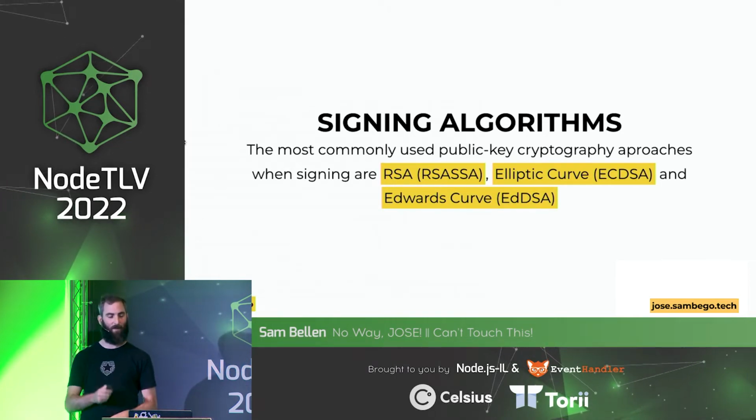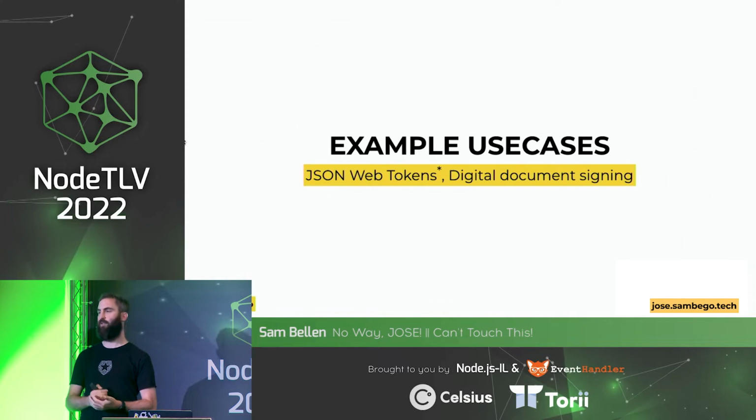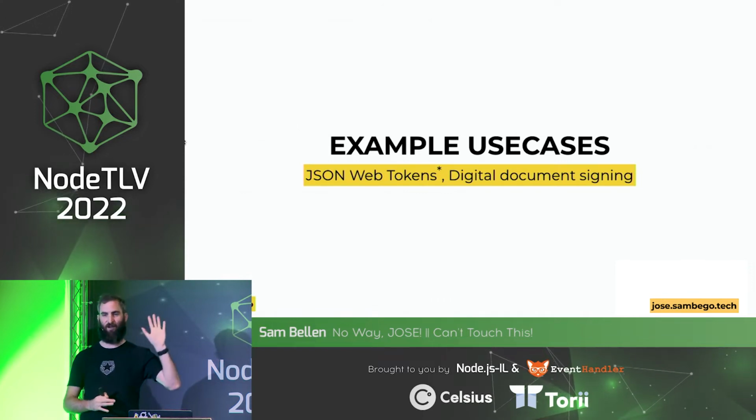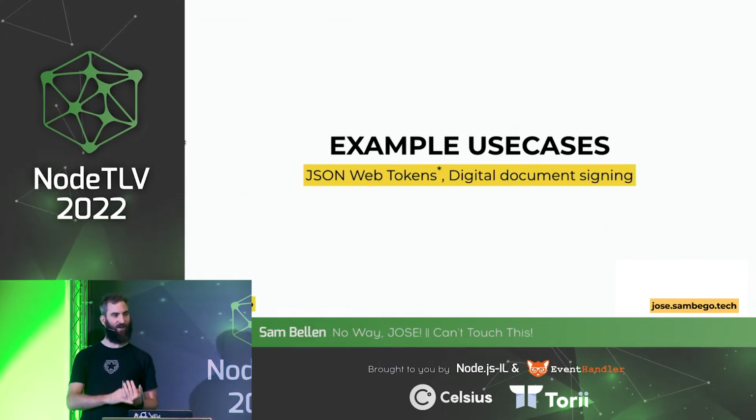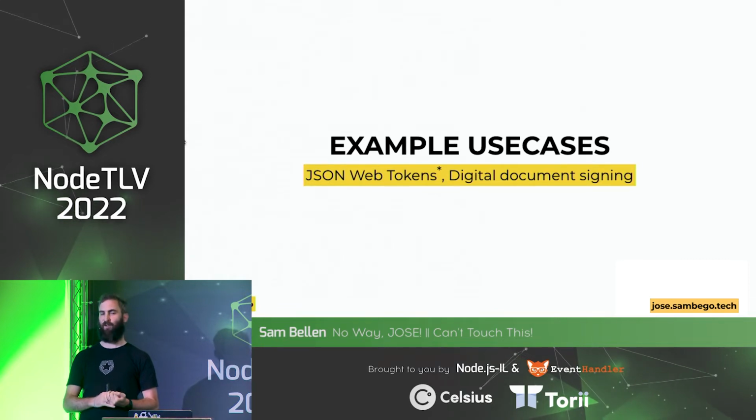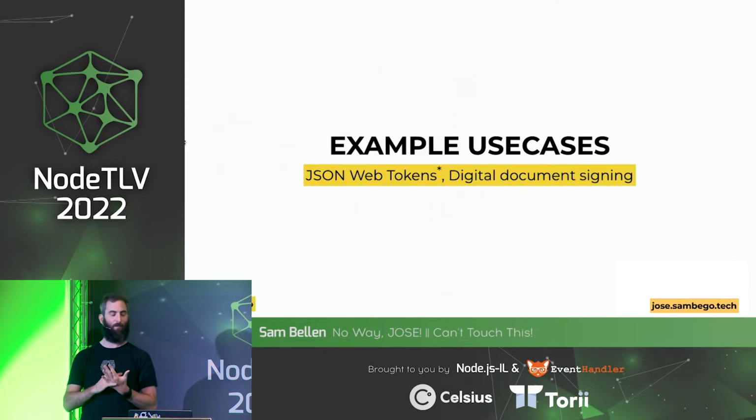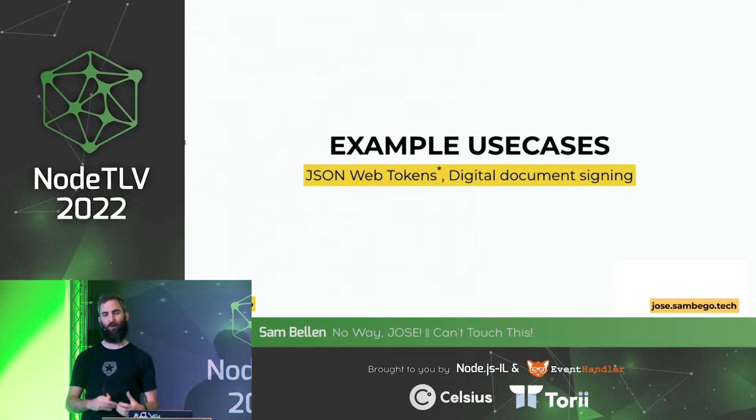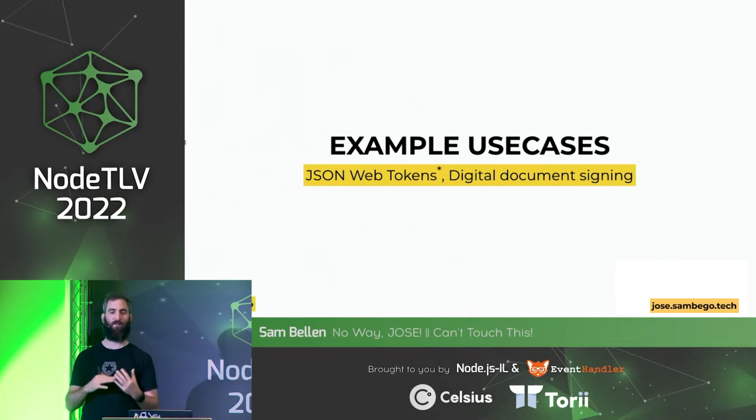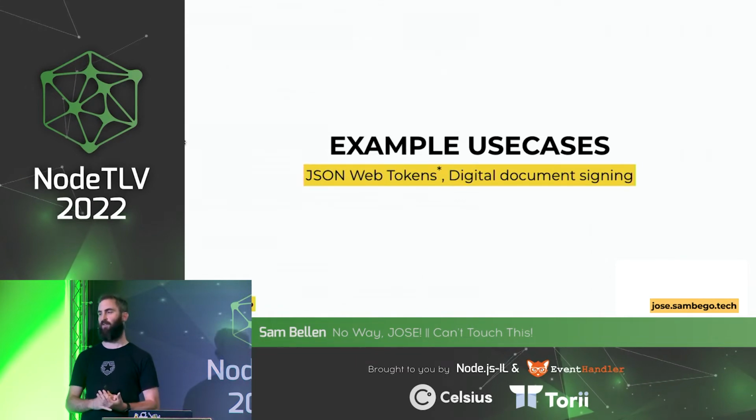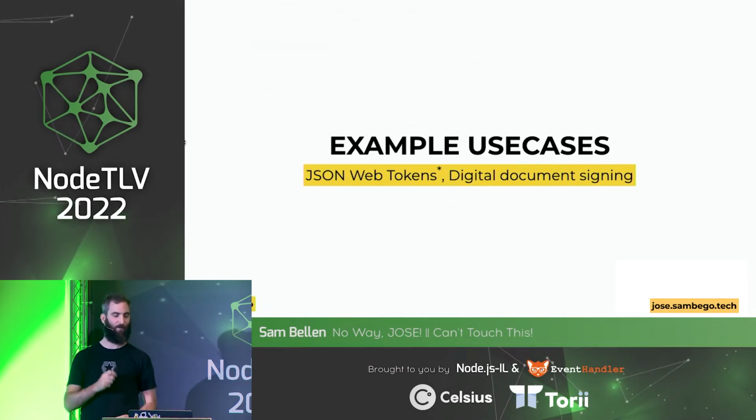And some example use cases, JSON Web Tokens, the thing I asked you in the beginning of this talk, are usually signed with a signing algorithm. Sometimes you use a key hashing algorithm, even though this is not always recommended. Most of the times they use a signing algorithm to create the last part of this JSON Web Token, the signature. And when you want to sign documents online, you're also going to create digital signatures of those documents.